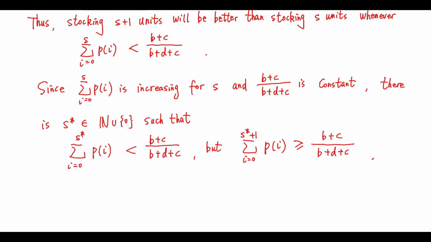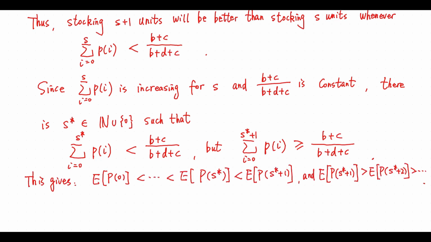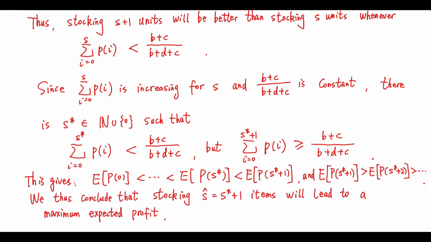Then there exists S star such that we have those inequalities. This gives those inequalities. We conclude stocking S star plus 1 units will lead to a maximum expected profit.